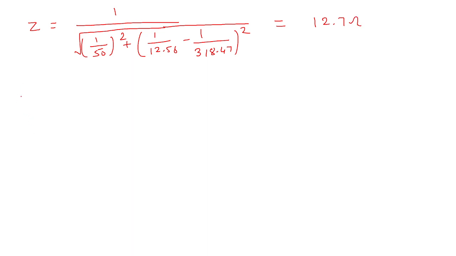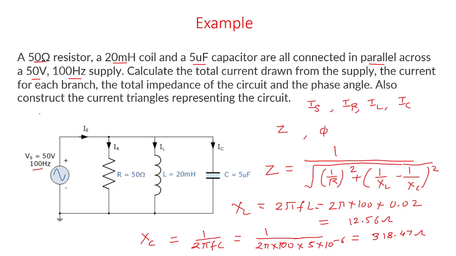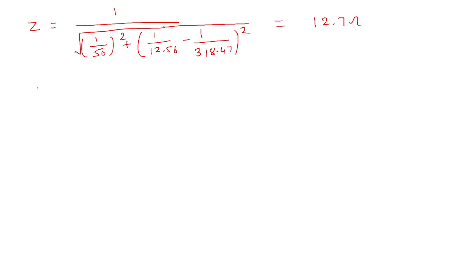Now we need to find the current in each branch and the overall current. The total current drawn from the supply is V divided by Z. So IS, the total current, is equal to VS divided by Z, where VS is 50 volts and Z is 12.7. So it is 50 divided by 12.7, and from here the current is 3.9 ampere.